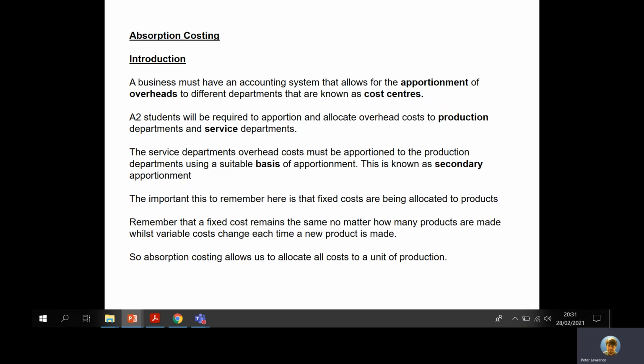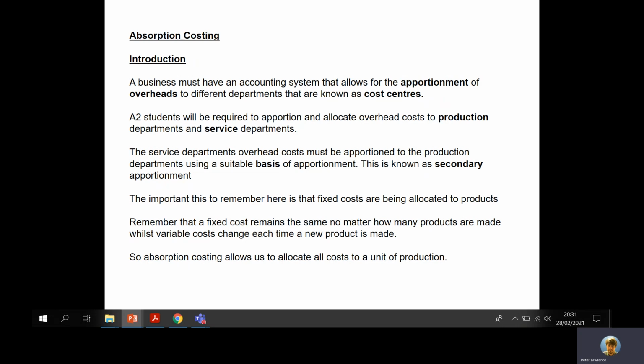Now, sometimes in accounting, departments are called cost centres, simply because these are areas of the business that can generate costs. So you're going to be required to allocate overhead costs to production departments and to service departments. There is a difference between the two. Production departments are those directly involved in the making of product. Service departments are those that work around the production departments and help service them.